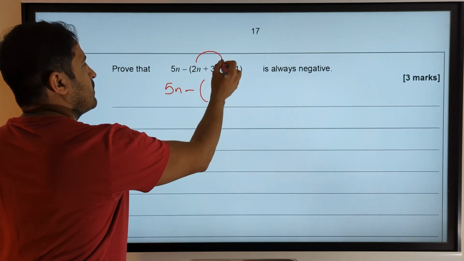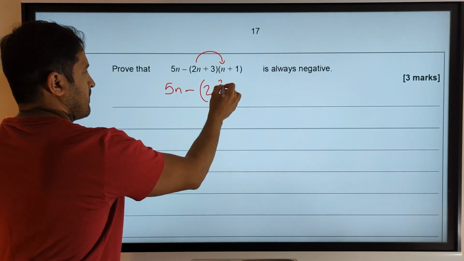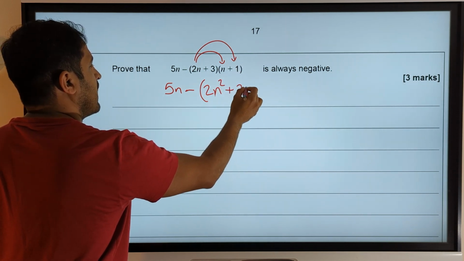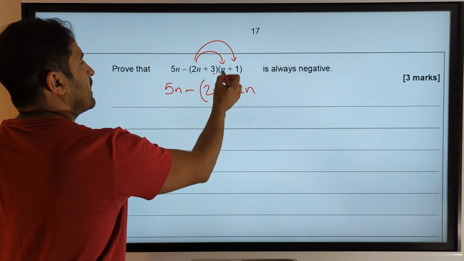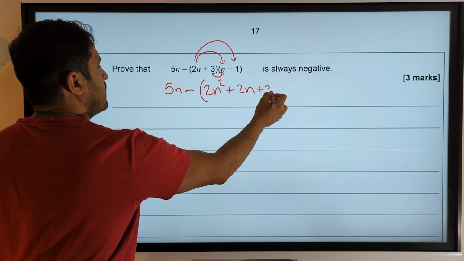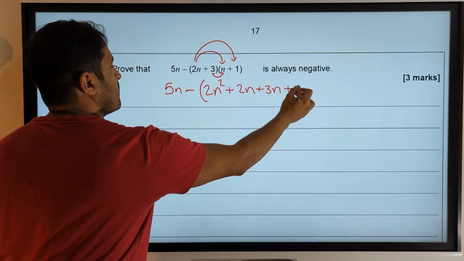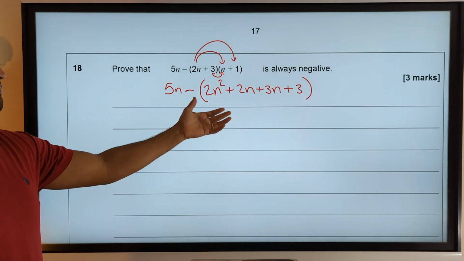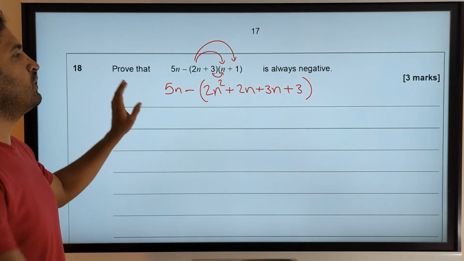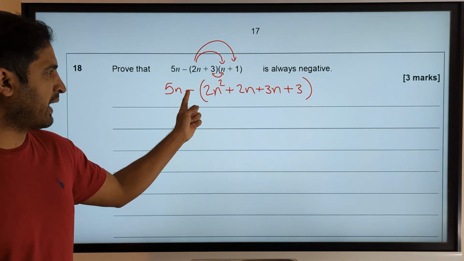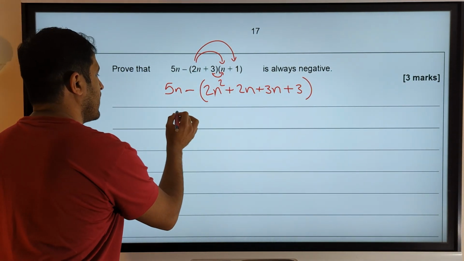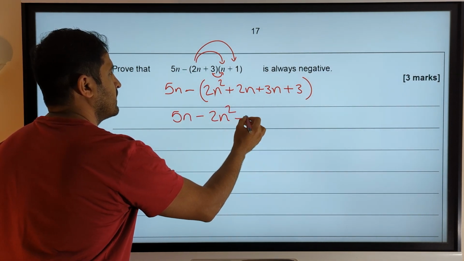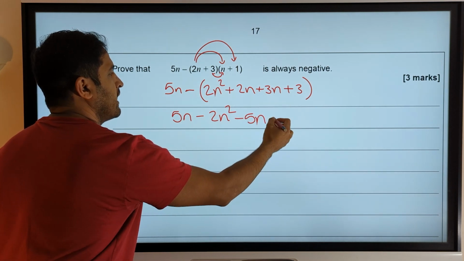Multiplying these brackets out, okay? 2n times n, 2n squared. 2n times 1 gives you positive 2n. And then you've got 3 times n, that gives you positive 3n. And then 3 times 1, that gives me positive 3. Now again, that possibly gets you 1 mark. So now what I'm going to do is remove the bracket. So you have to multiply everything by this minus sign. Okay, so what we would get is 5n minus 2n squared, then minus 5n, and then minus 3.